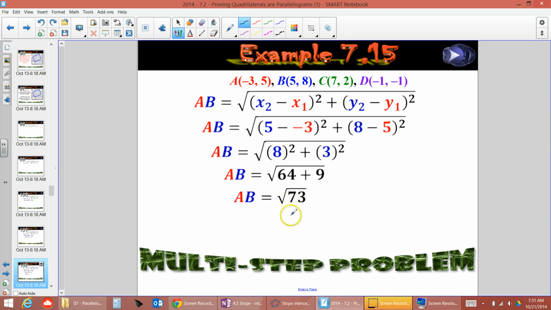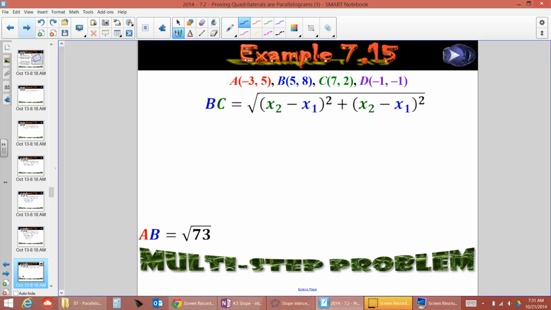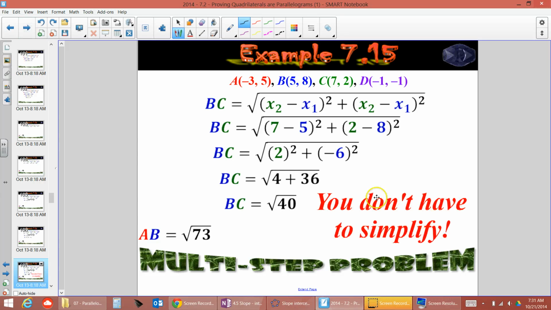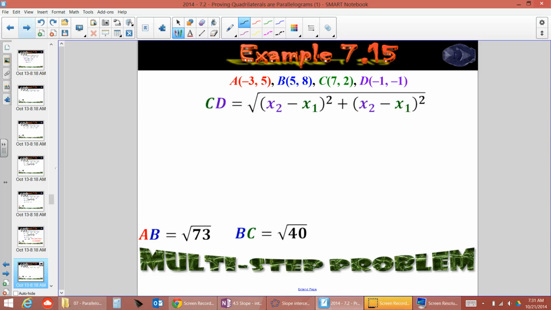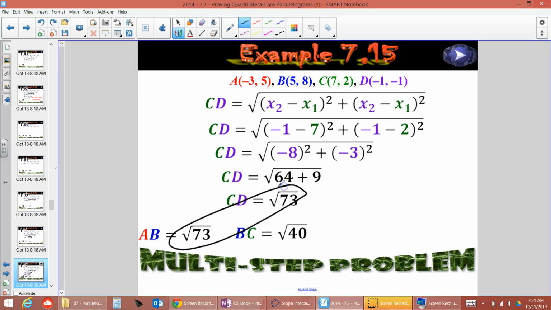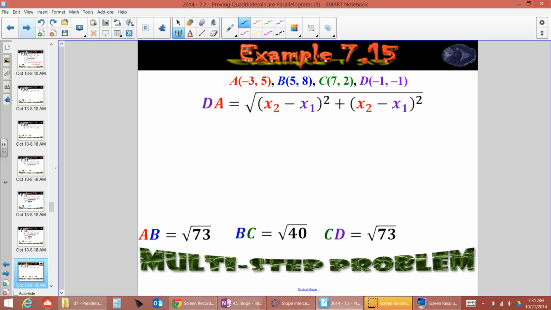You do not have to reduce any of these, okay? So now I do the same thing again for BC. There it is. So don't simplify. Just leave it right there like that. Because all I'm trying to do is show that BC is congruent to something else. So it's easier to do it without simplifying. So right here, I do CD now. And I go through here and I square them and I add them together and I say 73. Notice here that 73 and 73 are the same length. That's something we can use to show that it's a parallelogram, right? Opposite sides are congruent. Okay, so now we do again for DA.